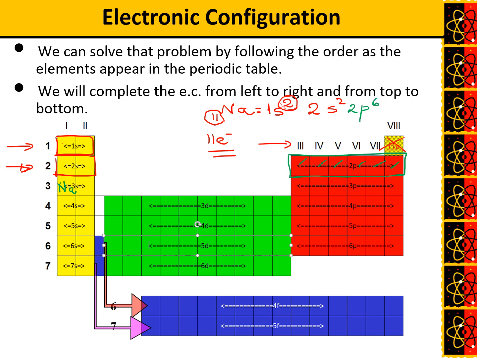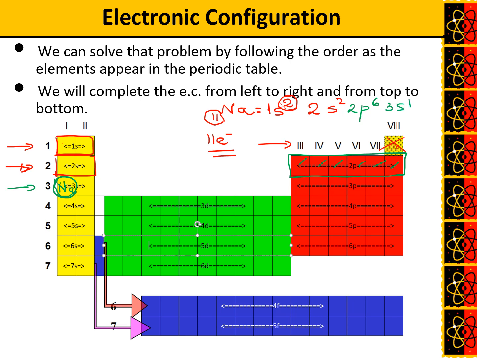Yes? And then in the last layer here, I have the 3s because it's 3s, this one, but I don't have 2 electrons. I have only 1. How do I know? Because the sodium is located here. So I'm going to put 3s1.